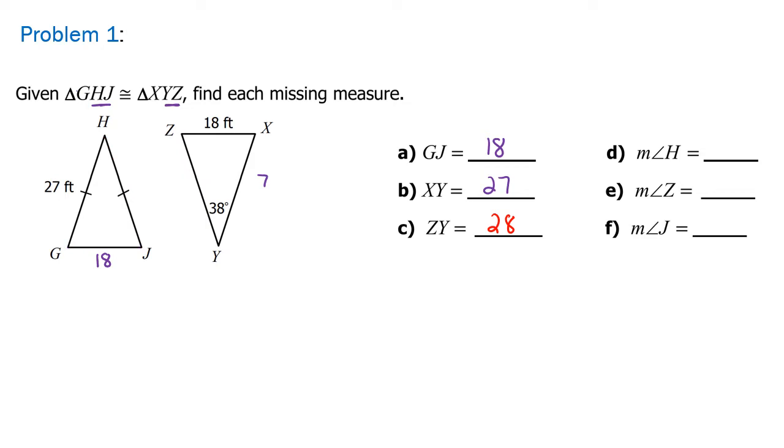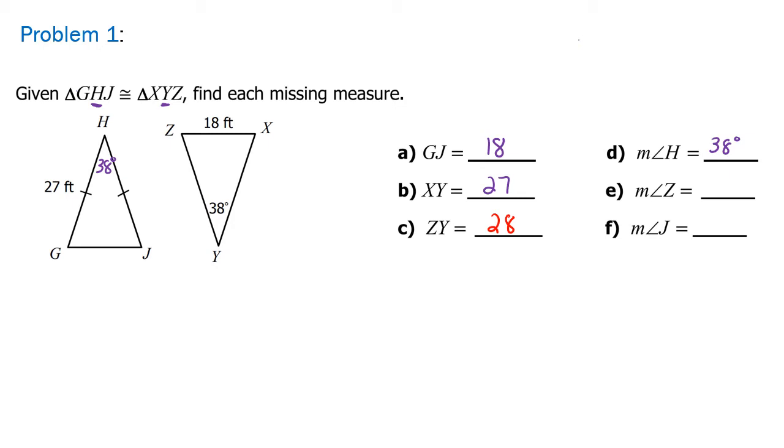So we can use that same principle that we just dealt with for its sides with its angles. So they want to know what angle H is. Well, angle H matches up to angle Y. They're both the letter in the middle of each triangle. So angle Y is 38 degrees, so angle H is 38 degrees.